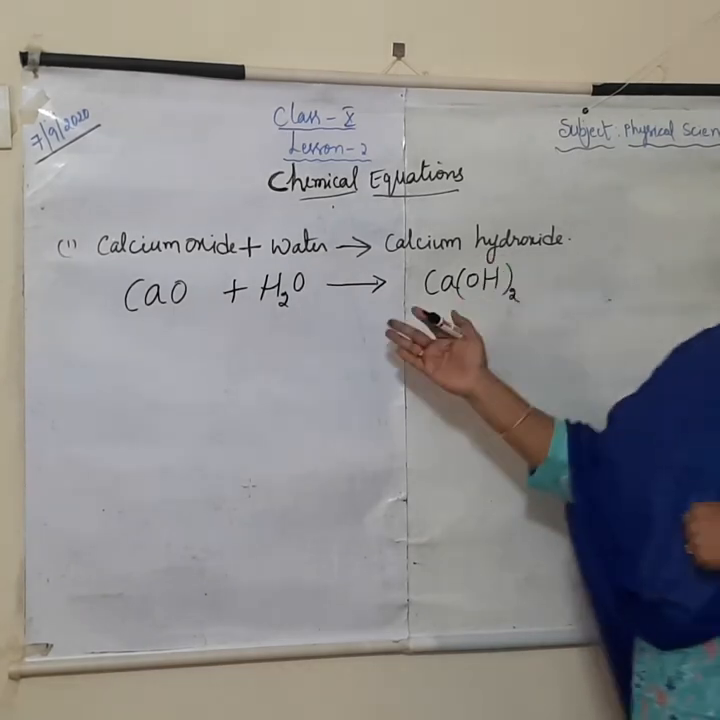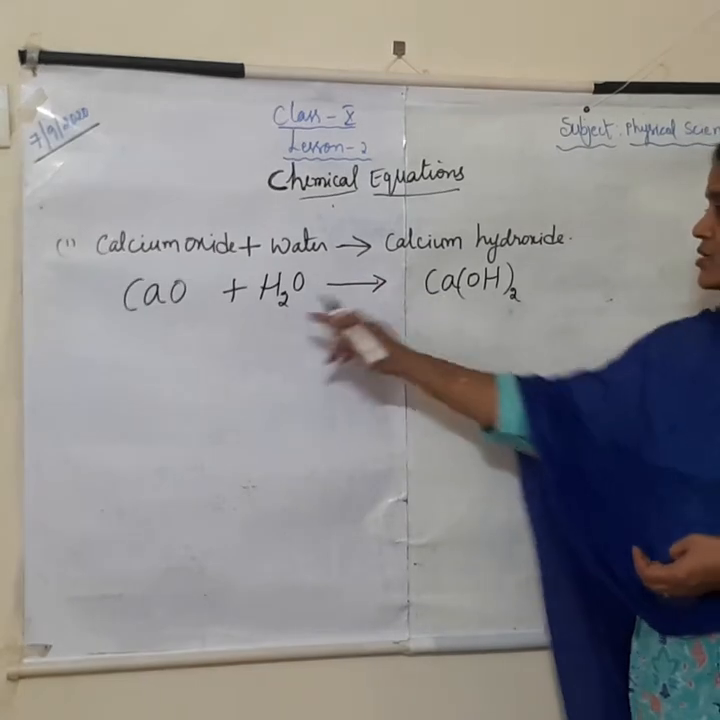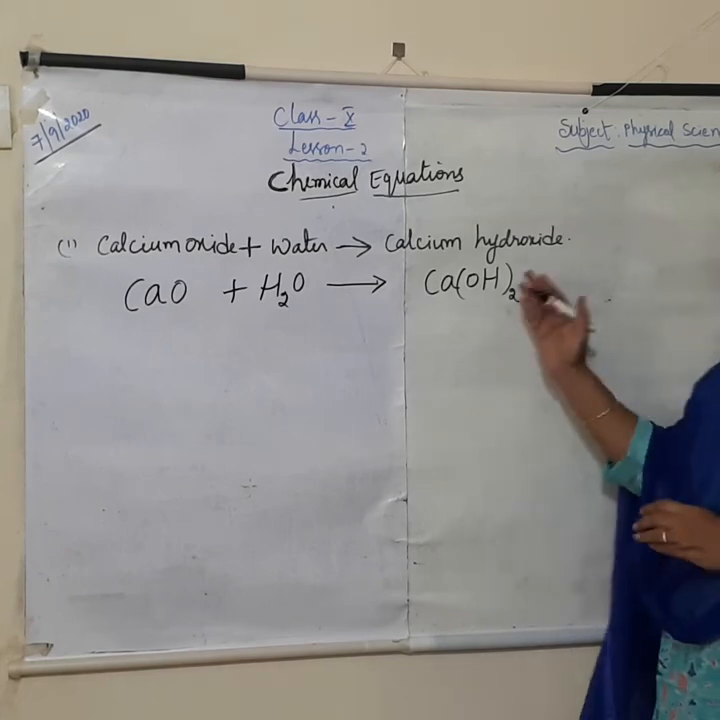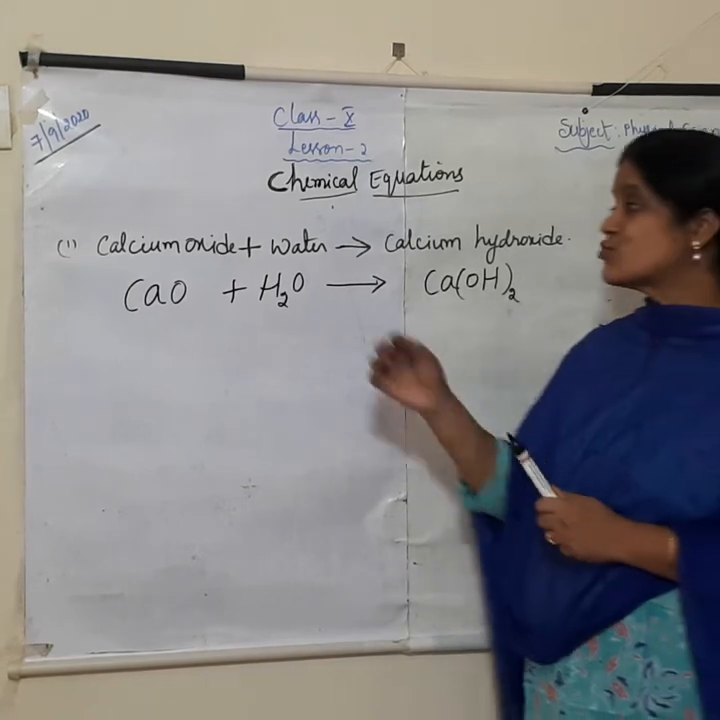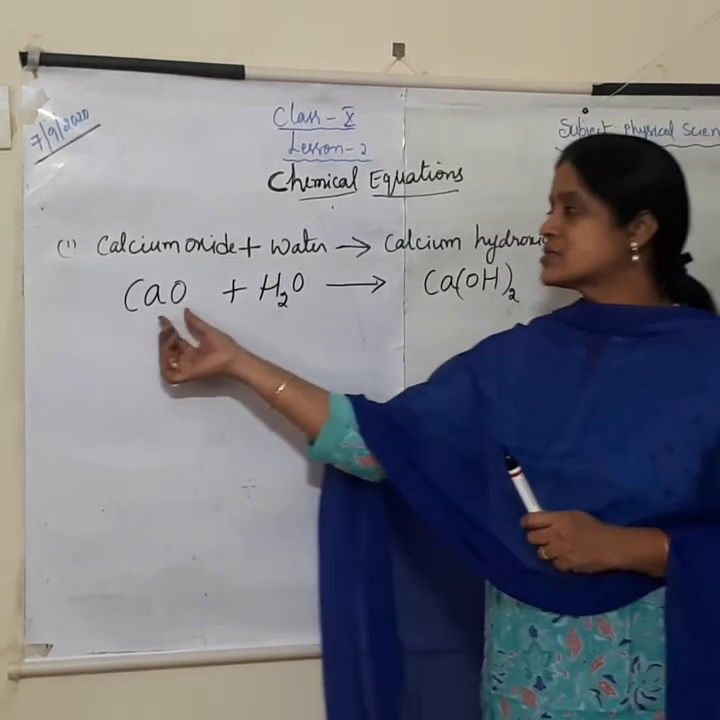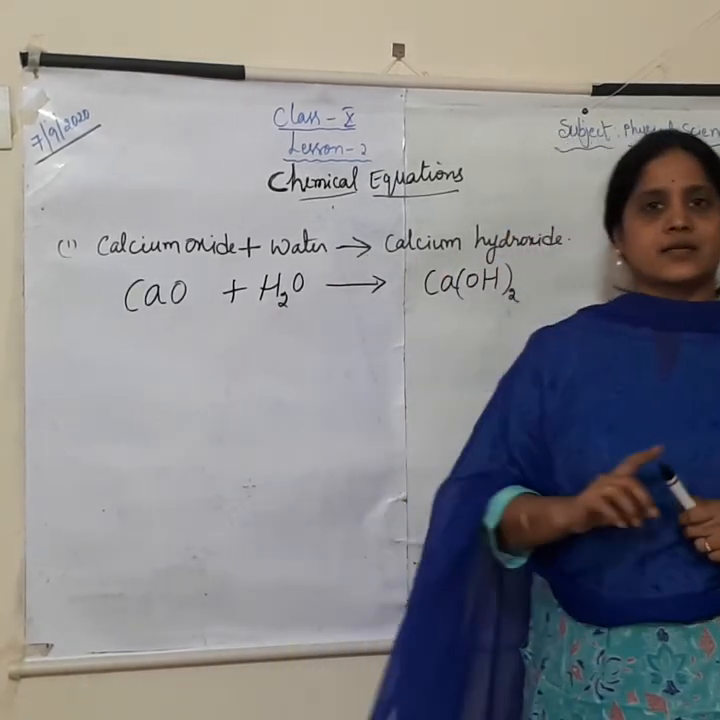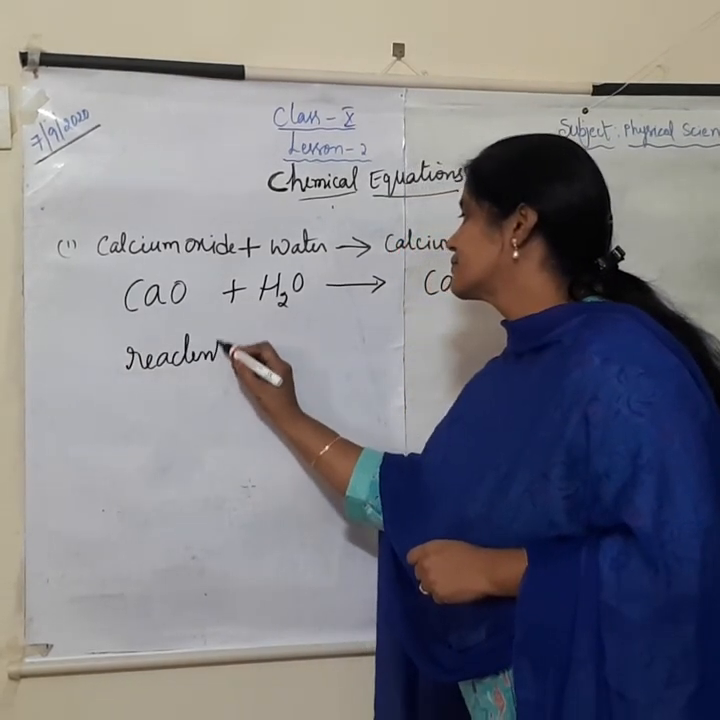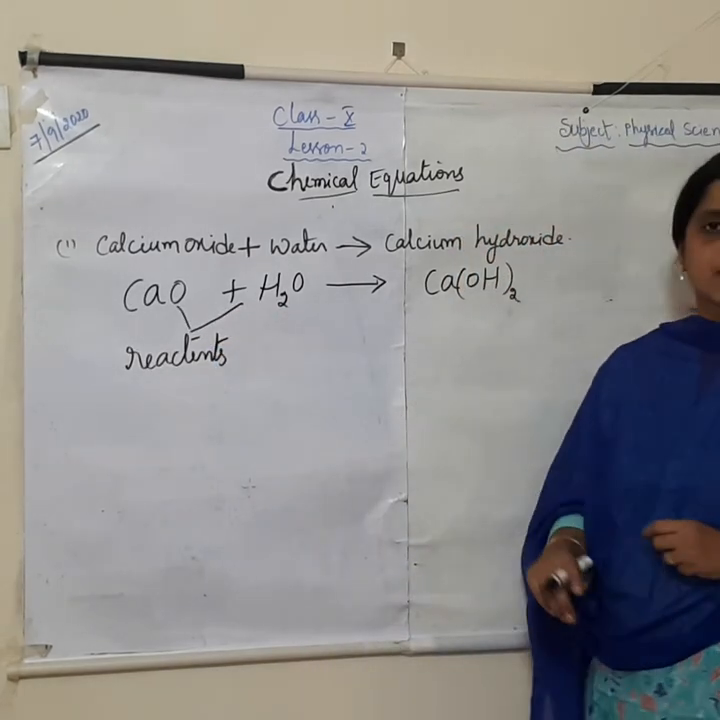This is the symbolic representation of the chemical change using symbols. This is known as a chemical equation. In a chemical equation, the substances which participate in the chemical reaction, that is calcium oxide and water, are known as reactants. These two are known as reactants.